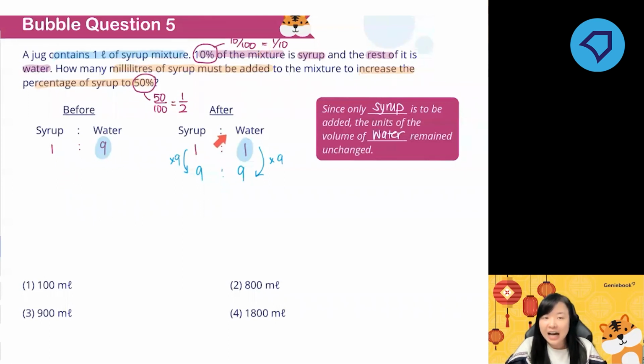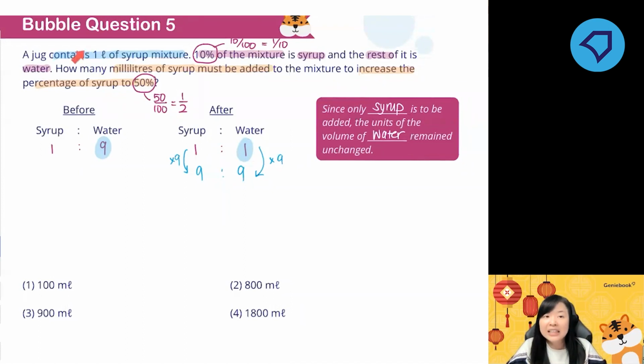Then after, I want the syrup to be added. So over here, we know that since syrup is added, the water remains unchanged. And after that, my syrup's percentage becomes 50%, which changed to a fraction is 1 out of 2. Again, 2 units is the total. Syrup is 1 unit, so water is 1 unit. That's how we get 1:1. Since water remains unchanged, we find the common multiple of 1 and 9, which gives us 9.